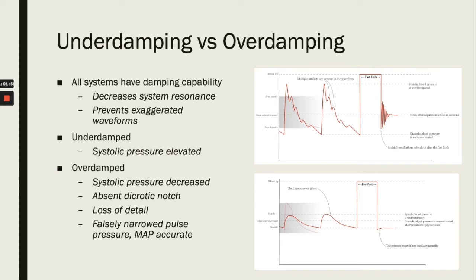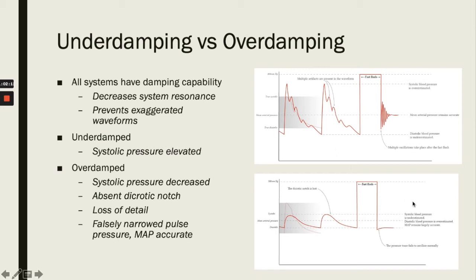But also, even in an underdamped system, the MAP will remain accurate. So your blood pressure will be either overly estimated or underestimated, but your mean arterial pressure will remain fairly accurate in both underdamped and overdamped blood pressure readings.